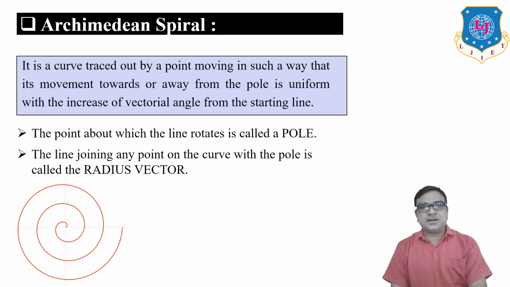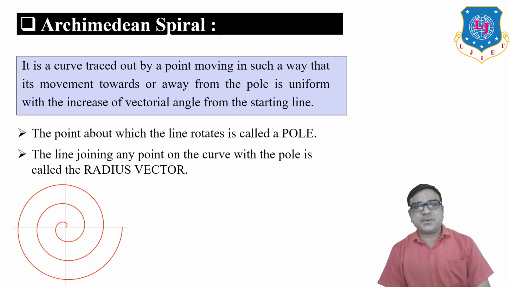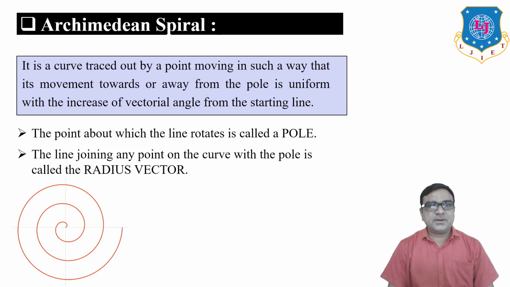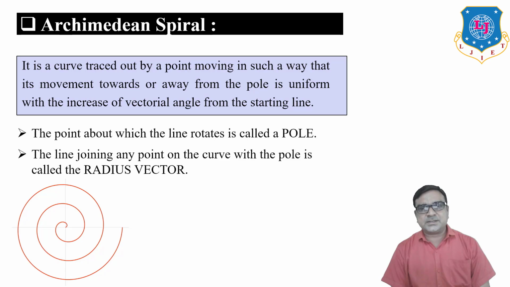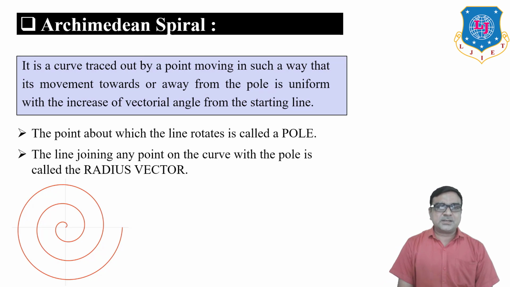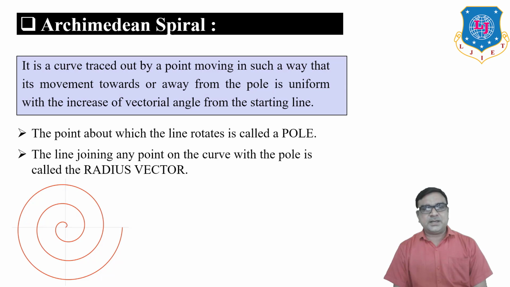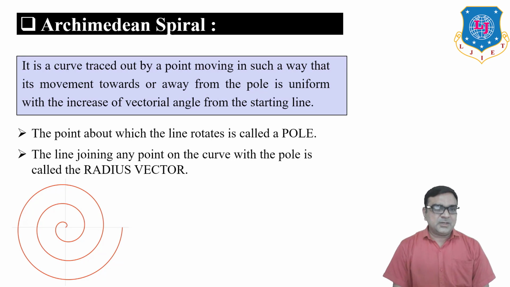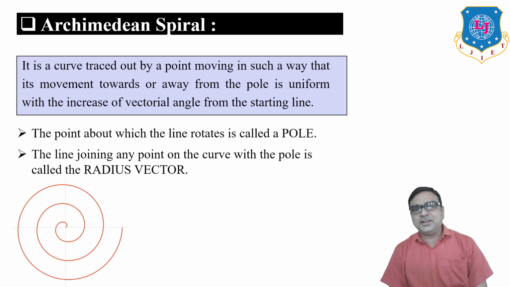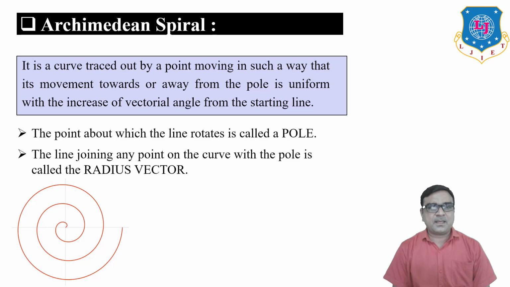Now our next engineering curve is spiral, and we have to study the Archimedean spiral in this chapter. So what is the definition of spiral? It is a curve traced out by a point moving in such a way that its movement towards or away from the pole is uniform with the increase of vectorial angle from the starting line. Here the point about which the line rotates is called the pole, and the line joining any point on the curve with the pole is called the radius vector.